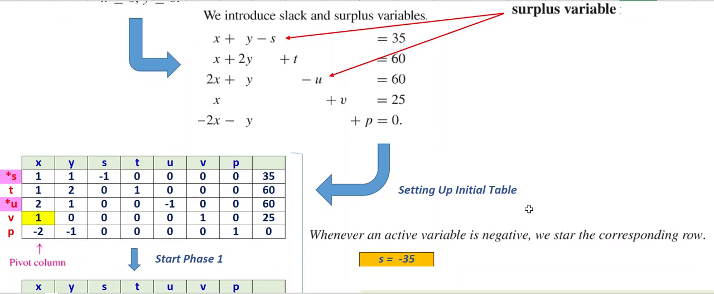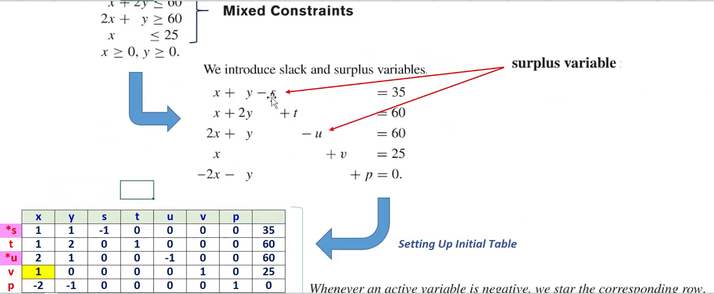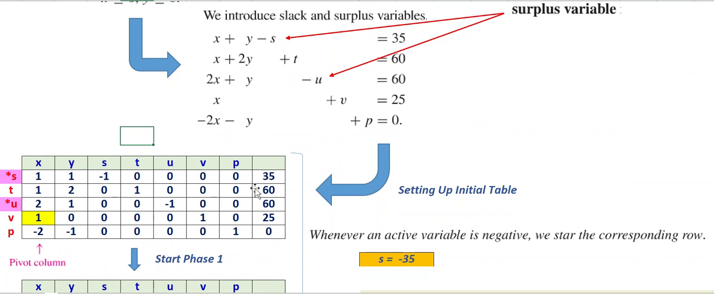Creating a table is exactly the same. We just take our equations and we transfer everything into a table. But now we want to determine where we have negative active variables. Anywhere where we had the negative surplus variable, we're going to, in our initial table, have a negative active variable. And so we can see that for S, we have 35 divided by negative 1 is negative 35. U is 60 divided by negative 1 is negative 60. So we highlight the first row and the third row.